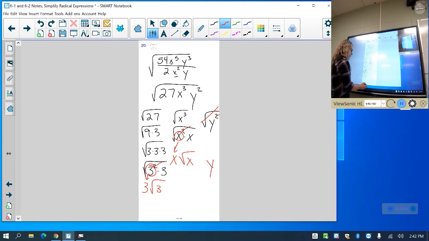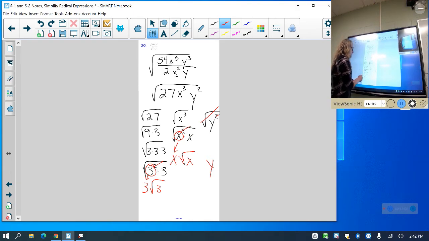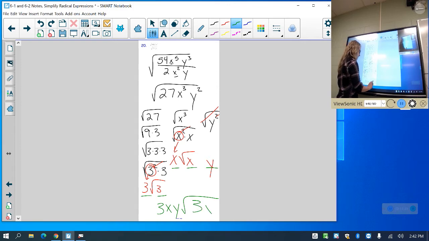Now we have a bunch of final answers here in red. We have to put them in the correct order for our final. Go ahead and put your number first, which in this case is 3. So I have 3, and then your variables in alphabetical order, so 3xy, and then I'm going to put what's in my roots, square root of 3 and x.